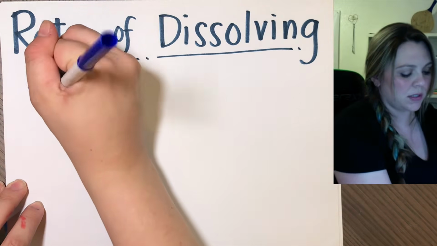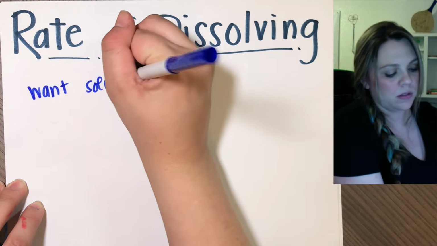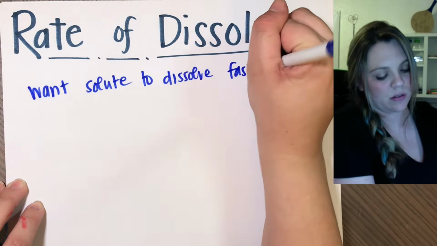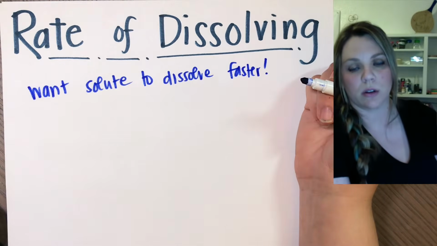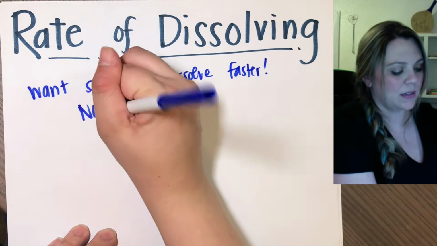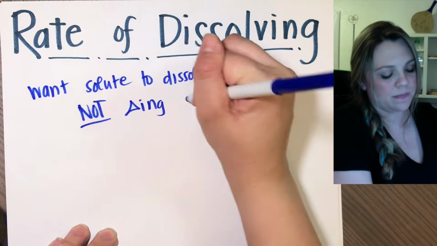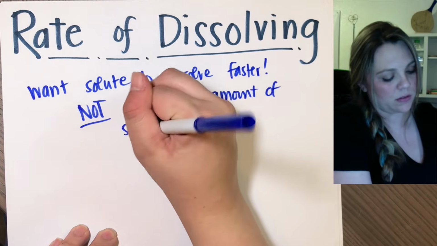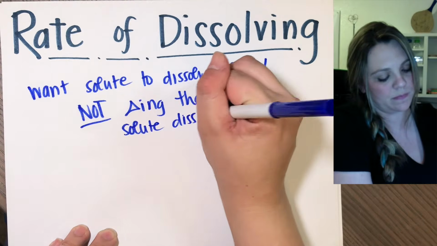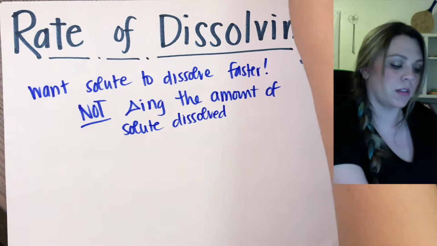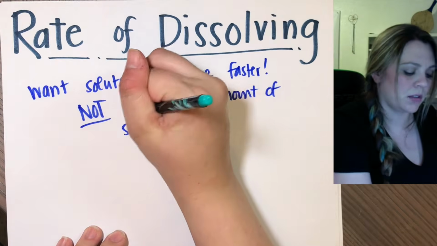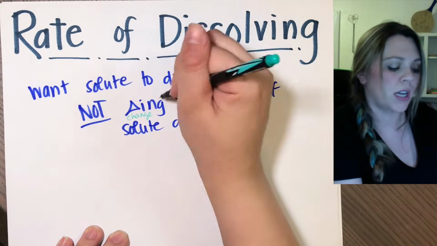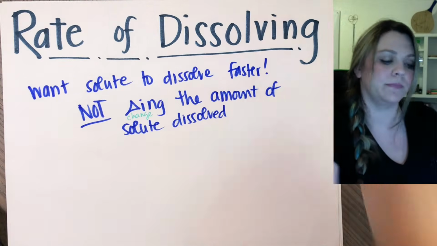So this idea is you want a solute to dissolve faster. You are increasing the rate. You are not changing the amount of solute that's going to be dissolved. And just remember, delta means change. This triangle in science or in chemistry means change. So you're not changing the amount of solute dissolved, by shorthand.